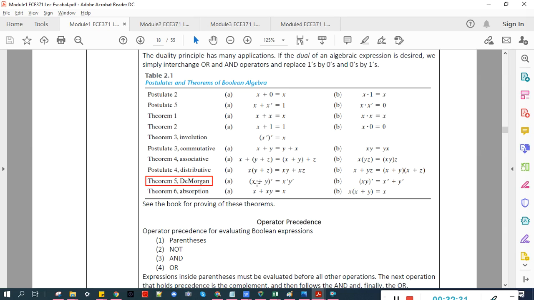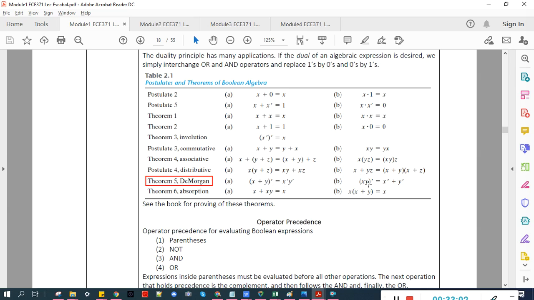The complement of the quantity x or y is equal to x prime, y prime. So by De Morgan's theorem, we have converted the OR operation into AND. Replace the OR operation with AND operation, and then we complement each input.